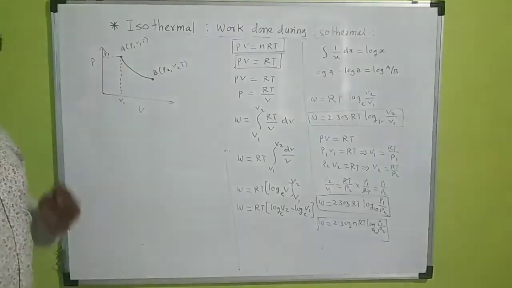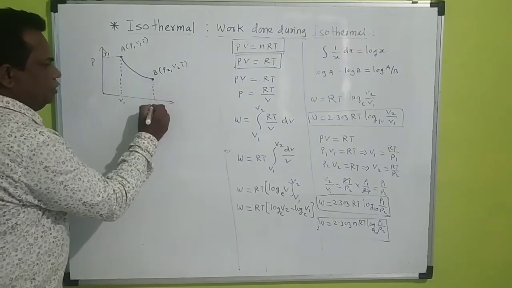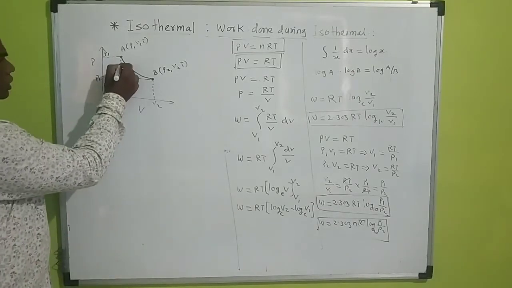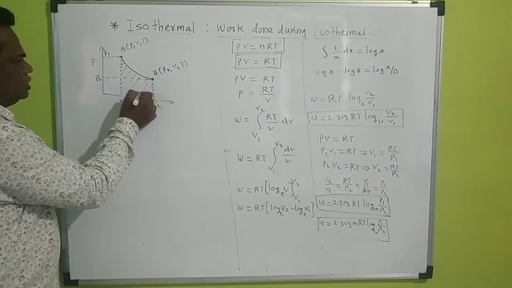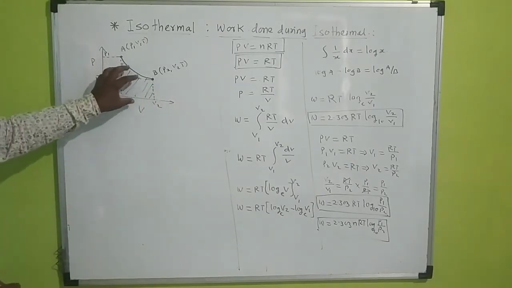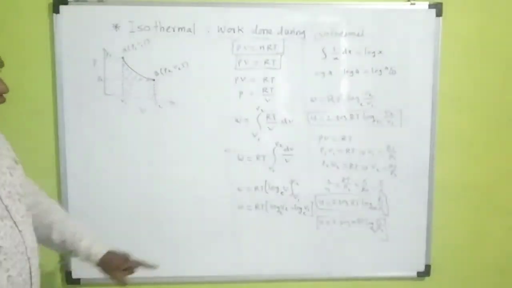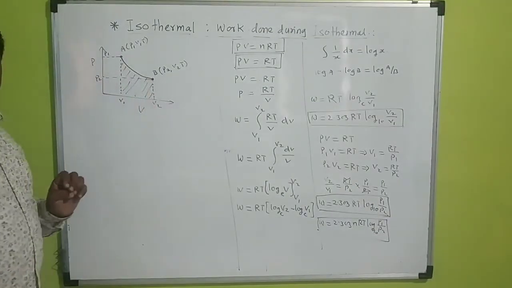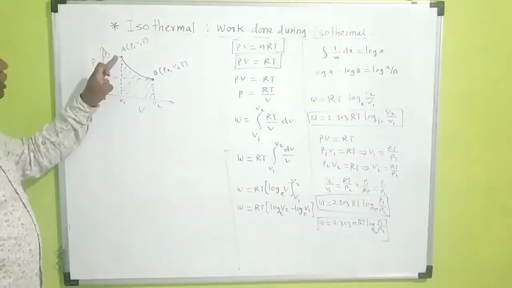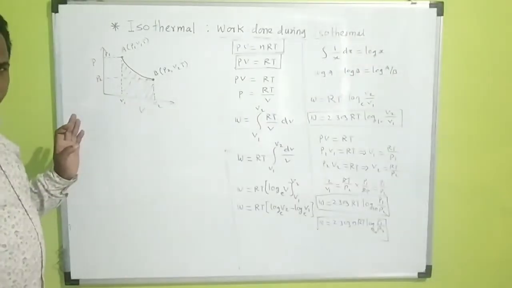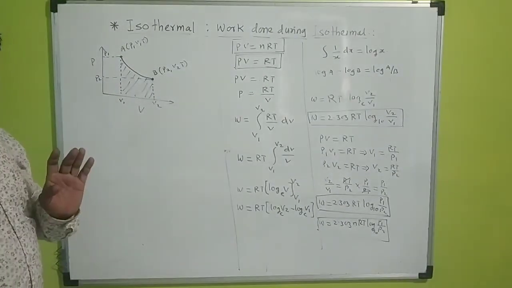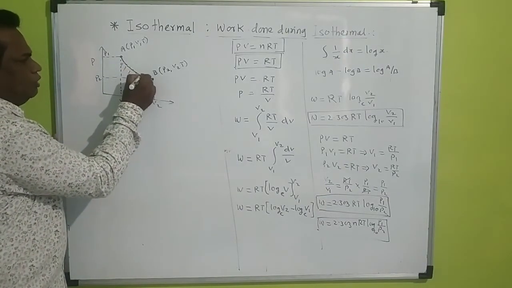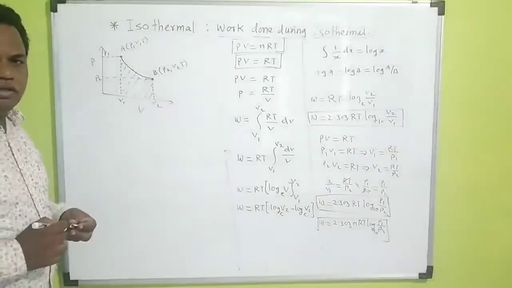So you will obtain the isothermal curve. This value is V2, this value is P2, and the area under this curve gives the value of this work done. So work done is nothing but the amount of energy required. The area under this curve gives the amount of energy required to convert state A to state B. This is known as the indicator diagram. If you know all the points between A and B, then you can draw the diagram very easily.